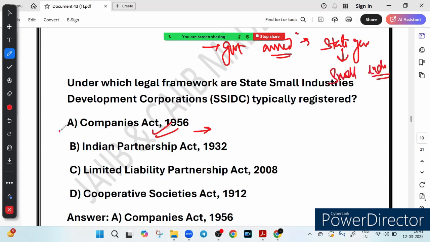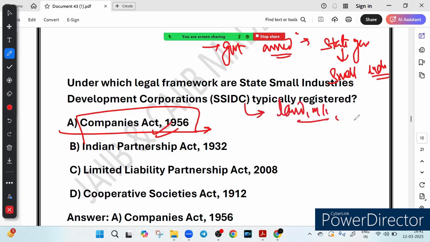They are typically registered under the Companies Act 1956, which provides them with a proper corporate structure. So this helps them function as an organized corporate entity. The main activities include providing land, providing machinery, providing raw material. To whom? To small industry, right? It helps MSMEs with financial aid.